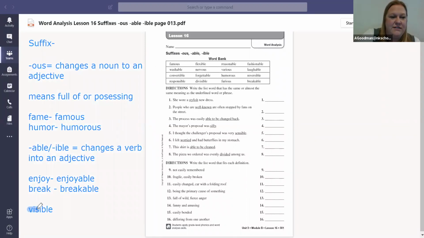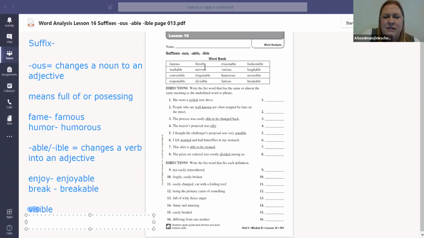So vis is the root word of that. And even though you don't say vis all the time, vis means see, and changing it to visible, it means able to be seen.